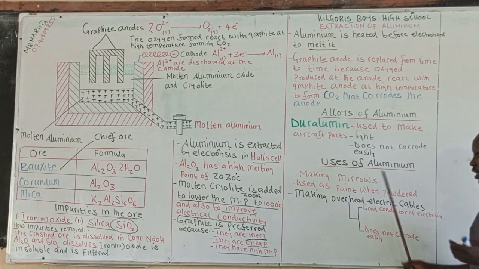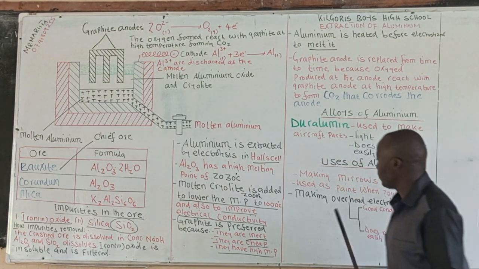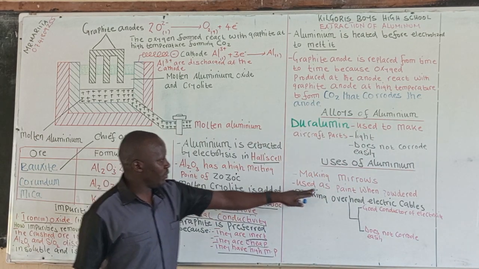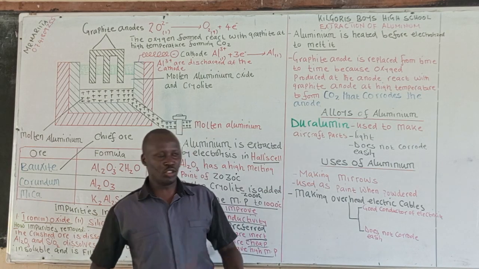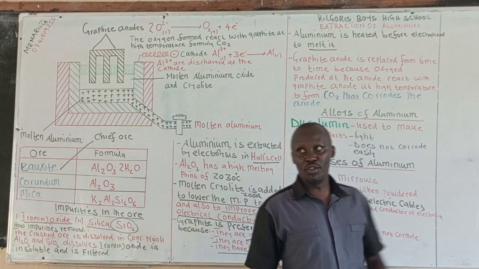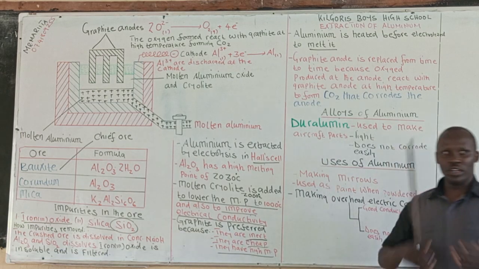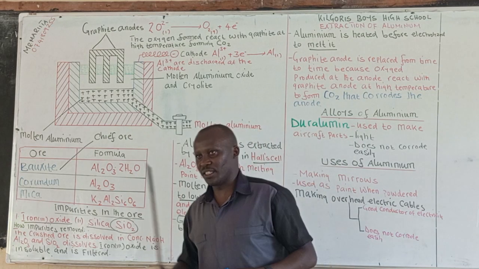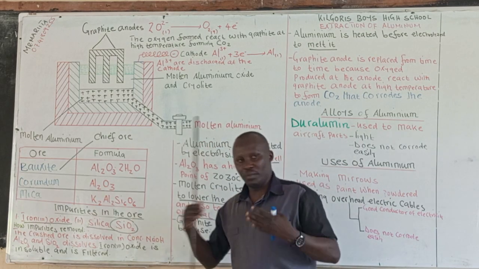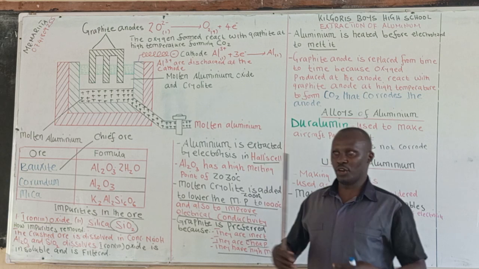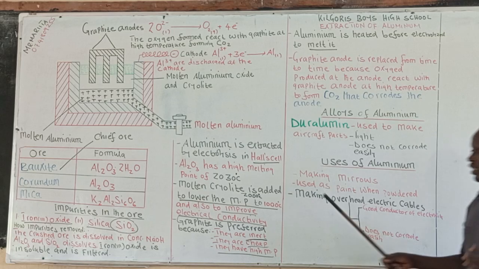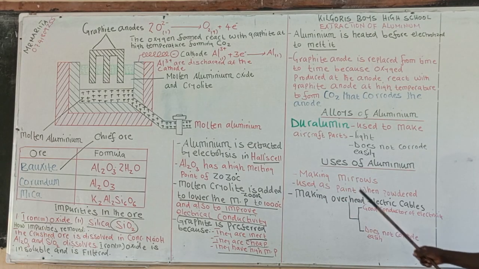Now we can also come to the uses of aluminium. Aluminium is used to make mirrors. Aluminium can also be used to make paint when powdered. If you follow my other channel, we explained why aluminium paint is used to prevent rusting. Aluminium paint is used to prevent rusting because it keeps out air and moisture. So one of the uses of aluminium is to make paint when it is powdered.